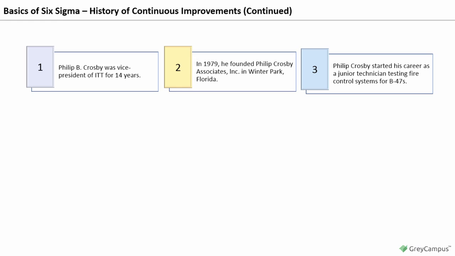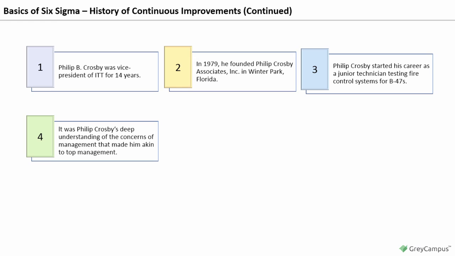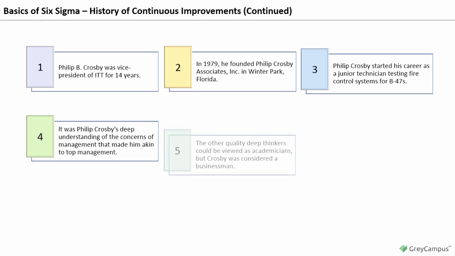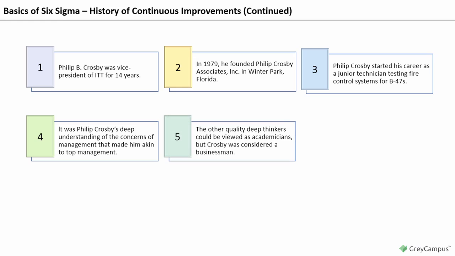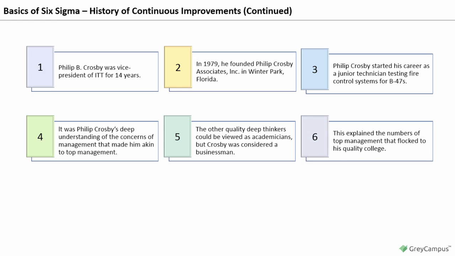He attributed his management training to Harold Geneen and to the monthly general management meetings. It was Philip Crosby's deep understanding of the concerns of management that made him akin to top management. The other quality deep thinkers could be viewed as academicians, but Crosby was considered a businessman. This explained the numbers of top management that flocked to his quality college.